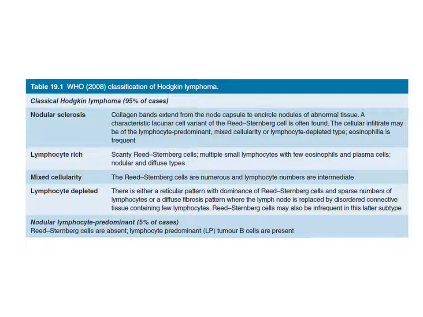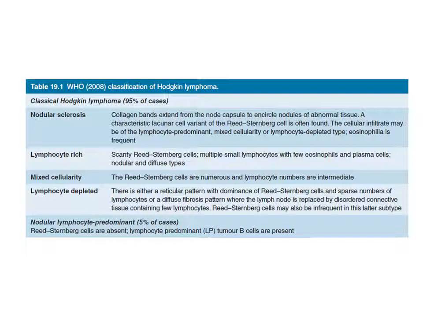Now there are different types of Hodgkin lymphoma. Mainly this is classified into classical Hodgkin lymphoma and non-classical Hodgkin lymphoma. In classical Hodgkin lymphoma, 95% of the cases belong to these categories, and these are four major types: nodular sclerosis, lymphocyte rich, mixed cellularity, lymphocyte depleted.